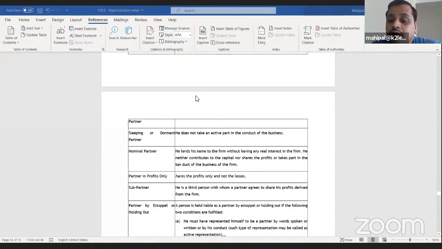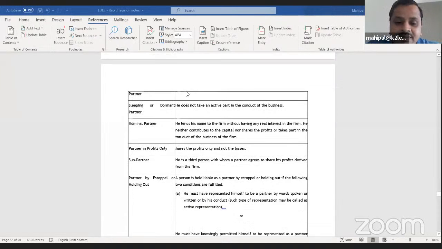Partners in profit only are those partners who share only the profit of the business. They are not liable for the losses internally. But outside people can file a case and he will be liable for the same. Sub-partner is a partner with whom the partner agrees to share the profit of the business.